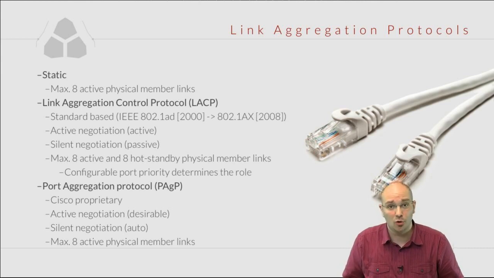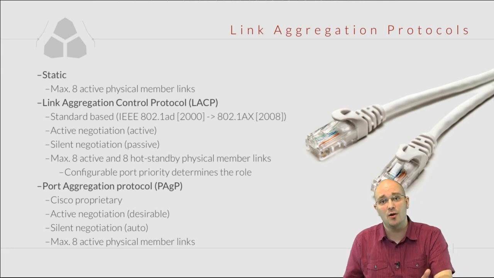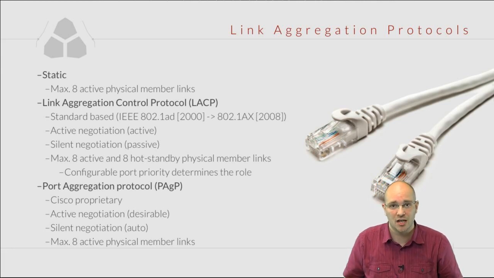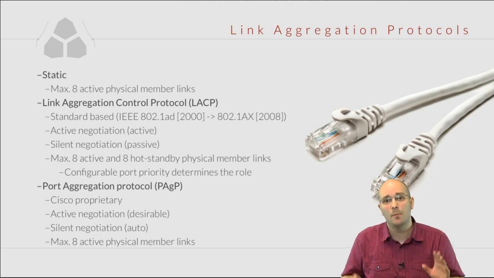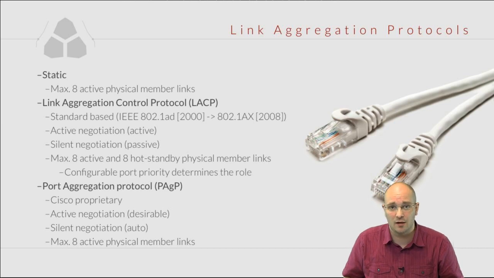Port Aggregation Protocol, a Cisco proprietary protocol, operates in a very similar fashion. We have an active negotiation and we also have a silent negotiation. Unlike LACP, where these two are called active and passive, in PAgP, these are called desirable and auto. Similarly to DTP, but they should not be mistaken for DTP negotiation. With Port Aggregation Protocol, we can have up to 8 links in the bundle.